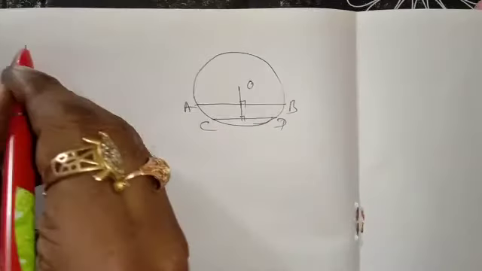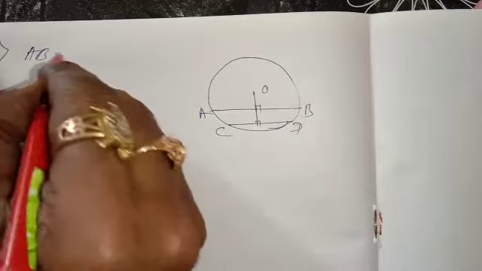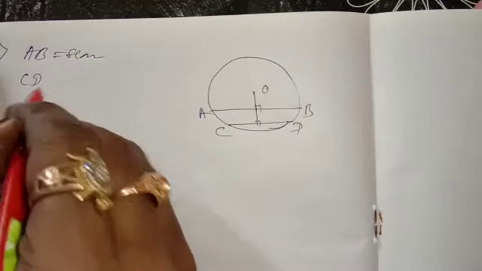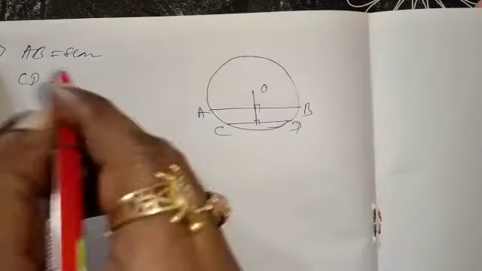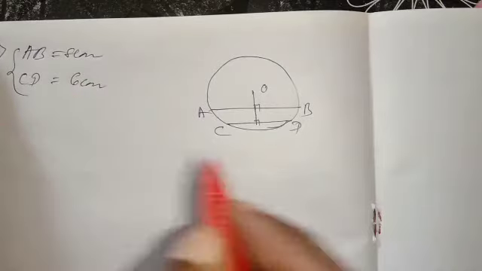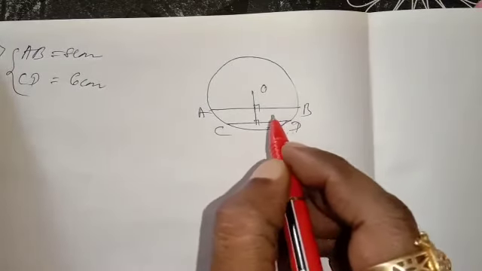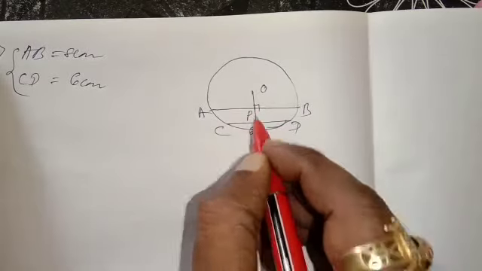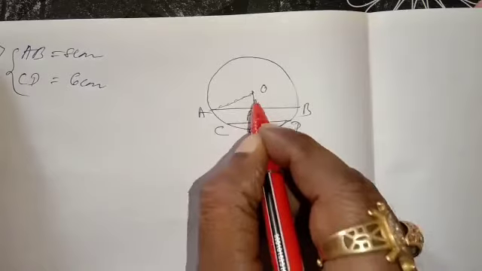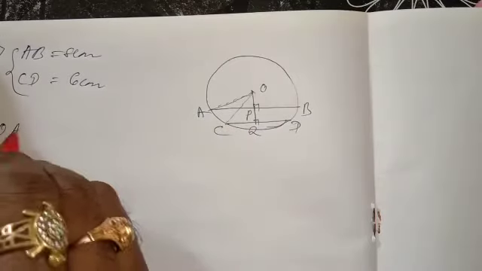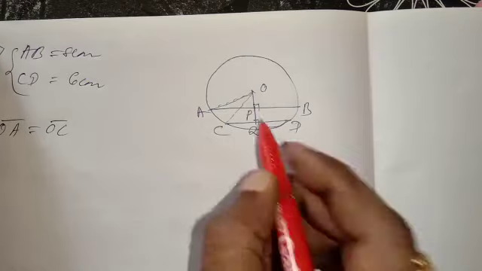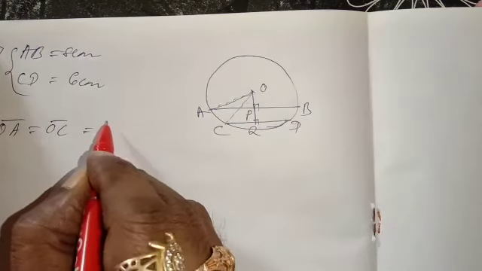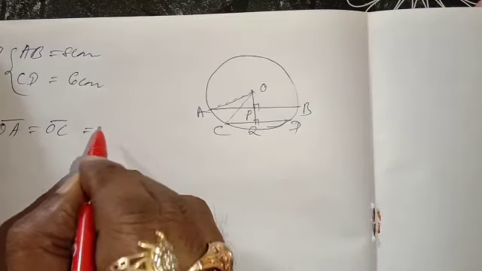So here the length of the big chord AB is 8 cm and CD is given as 6 cm. 8 cm means this will bisect. Name the points P and Q and join the radii. This is the radius and this is also a radius. OA, OC, these are all radii, and you have to find out the distance between the two chords. The distance between the two chords, PQ, you have to find out.